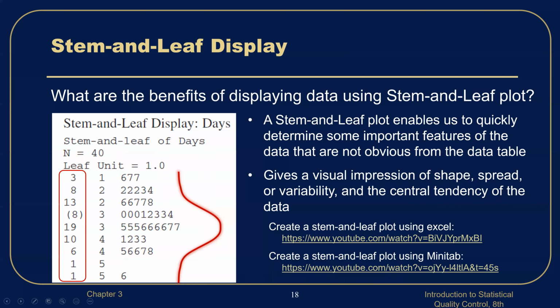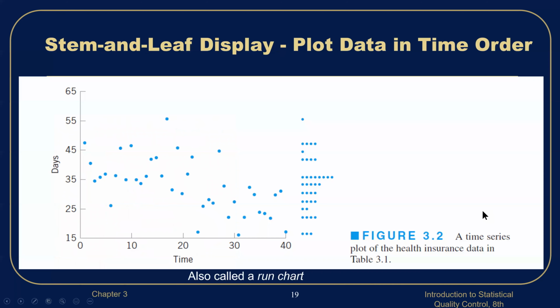The benefits of using stem and leaf include that it immediately delivers the important features of the data by giving a visual impression of its shape, spread or variability, and central tendency. Here are videos of creating a stem and leaf plot using Excel and Minitab. We can also use a time series plot and use dots to show the stem and leaf, like this.